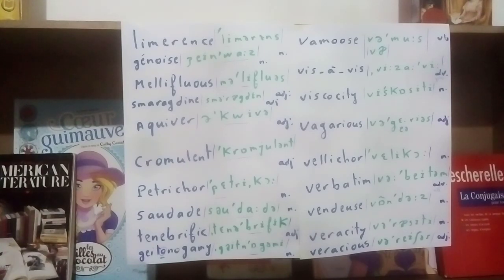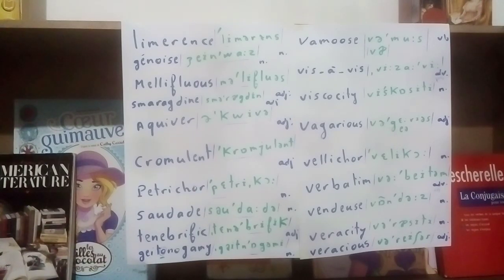Limerence, the state of being infatuated with someone. Genoise, light yellow cake. Mellifluous, pleasing sound. Smaragdin, a kind of bright emerald green color. Equiver, trembling or quivering. And then cromulent. Cromulent means acceptable or adequate.